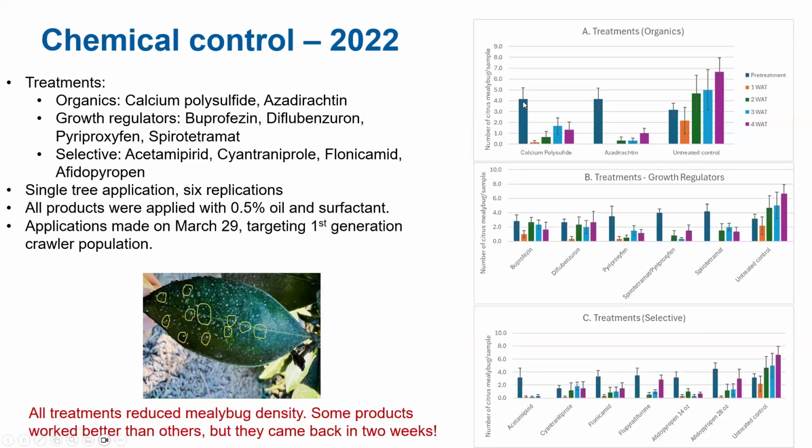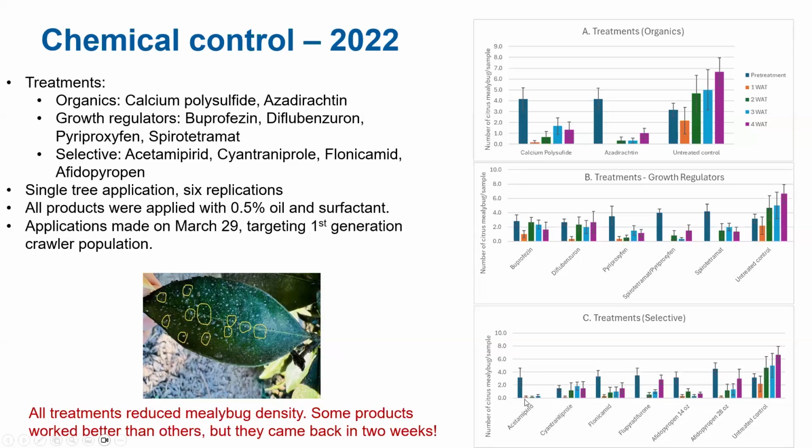The first bar for each of the treatments is the pre-treatment count, which is the number of citrus mealybugs per sample, which is a leaf. We counted citrus mealybug on leaf. And for all the treatments, what you can see, the second bar is 1 week after the application was made. From the pre-treatment count to that first week, all treatments that we applied reduced the mealybug population.